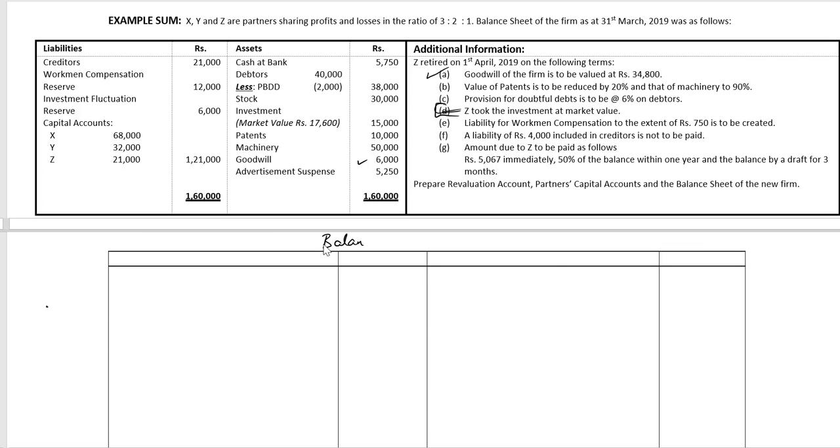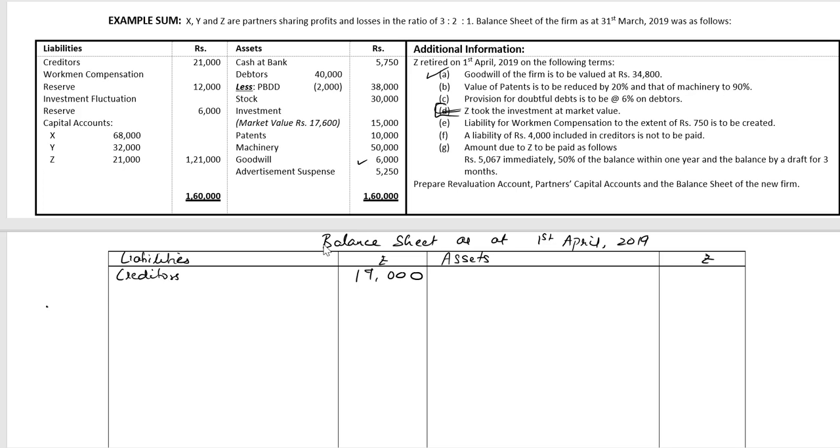Balance sheet as at 1st April 2019. Left side liabilities and right side assets. Let's begin with the liability side item, creditors. Book value 21,000. As per point F, a liability of 4,000 is not to be paid from creditors. So the final figure is 17,000 rupees.